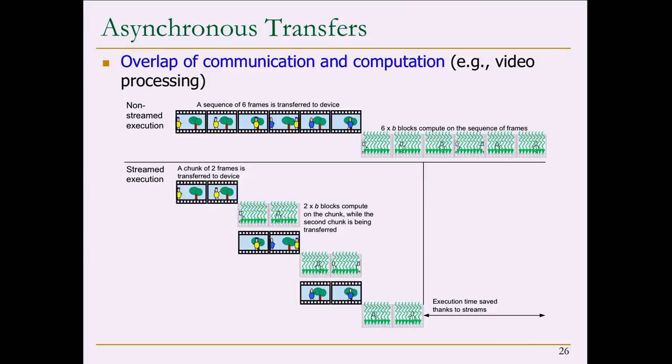Because the frames are going to be independent, we can maybe divide the entire input stream into some chunks and transfer these chunks, start computing on these chunks of frames, and transfer the next chunks of frames. While we are computing on some frames, 2 in this example here, we are transferring the next 2 frames. So we can save quite a bit of time.